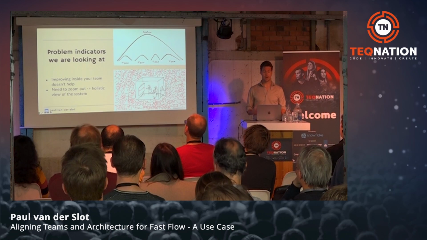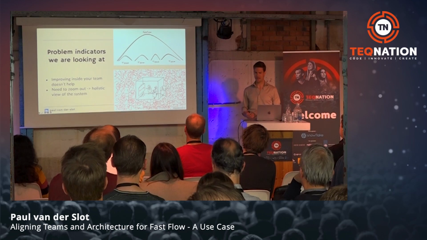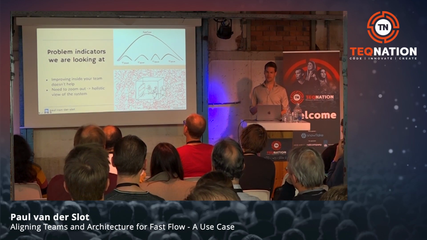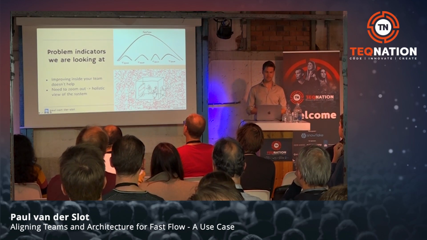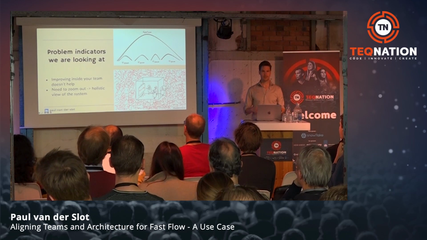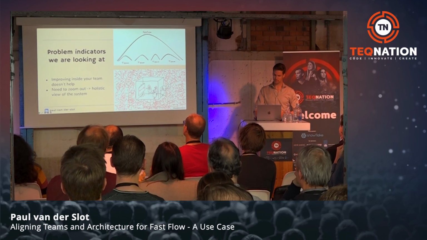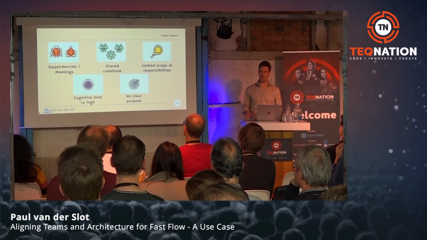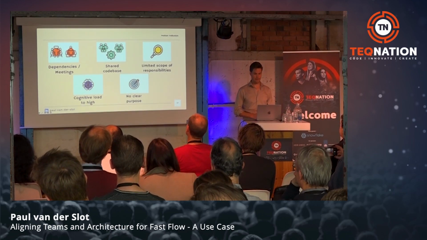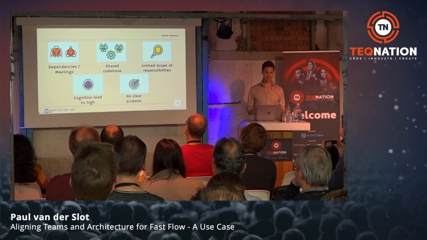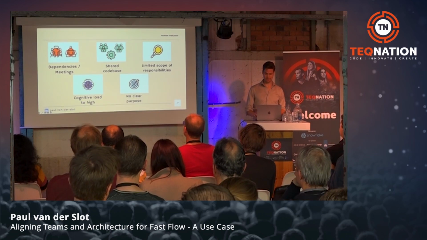So the problem indicators we are looking at are the situations where local optimizations are not helping. You really have to zoom out of the team view into the bigger picture and see inside the whole system that you need to change something. The situation where you really need a holistic view. And these are the 5 problem indicators that I'm going to talk about. I will elaborate on them one by one, and they will give you hints on why your architecture and your teams are not well aligned.